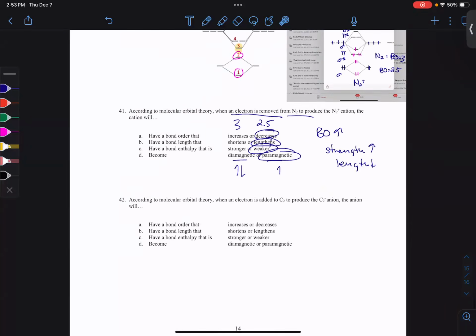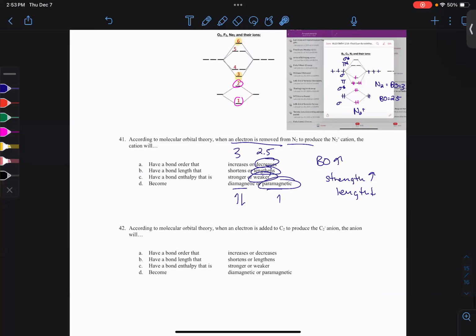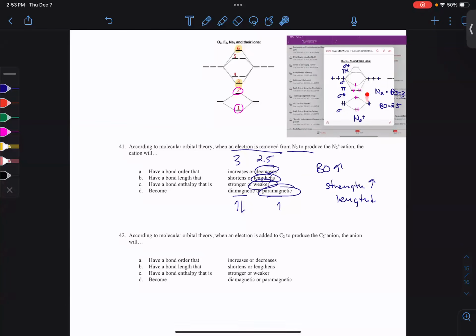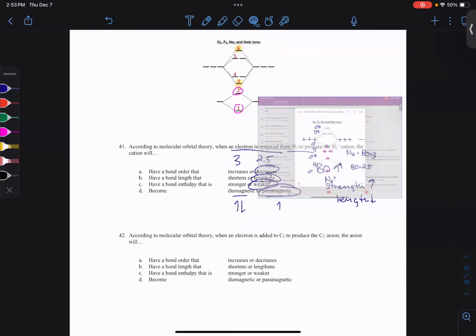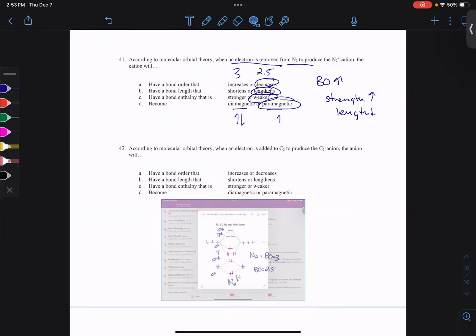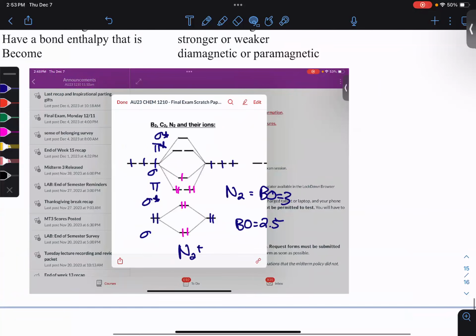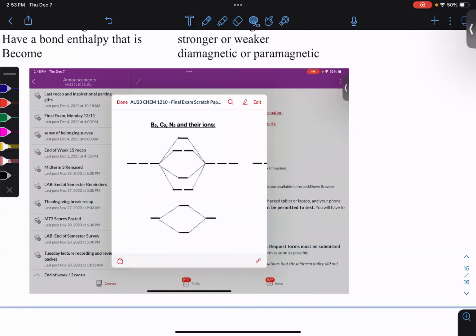So let's just do one more. According to MO theory, when an electron is added to carbon to produce an anion. Since this is diatomic carbon, can I use this diagram still? I think I can, yes. Yes, because this diagram works for diatomic boron, carbon, and nitrogen.